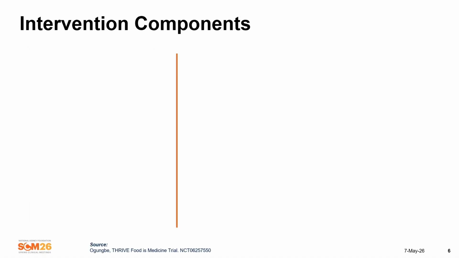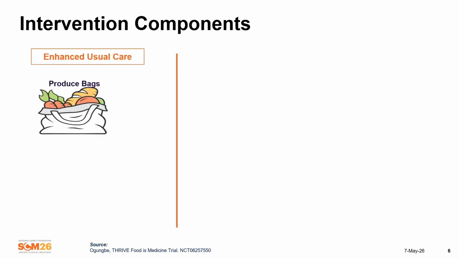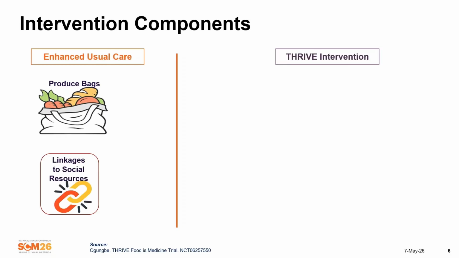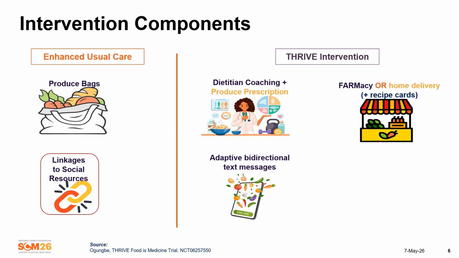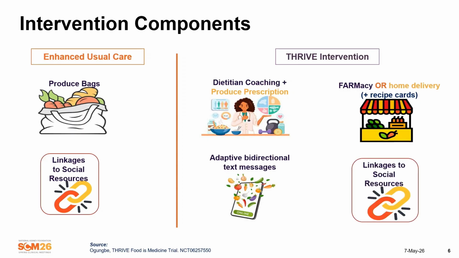So our intervention components: the enhanced usual care received the standard produce bags and also linkage to social services. And the TRIVE intervention received dietitian coaching and produce prescription. We also had adaptive bidirectional text messages. They had the option of home delivery of their produce, which included recipe cards on how to prepare this produce. They also had access to linkage to social services.